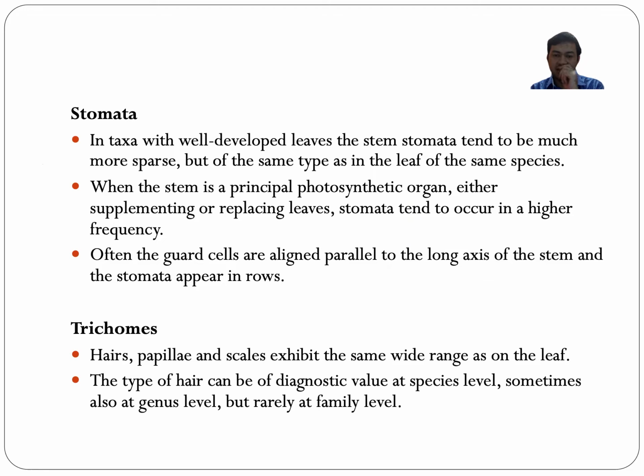When the stem is a principal photosynthetic organ, either supplementing or replacing leaves, stomata tend to occur in higher frequency. For example, in the cactus plant, because the organ that has a photosynthetic function is the stem, not the leaves. And often the guard cells are aligned parallel to the long axis of the stem, and the stomata appear in rows.